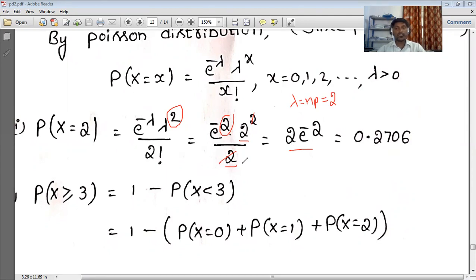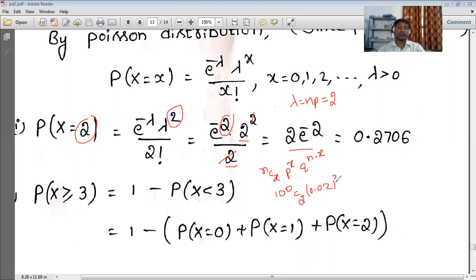The same you can apply with the binomial also. What is the formula for binomial? nCx p power x, q power n minus x. So this is the binomial distribution formula we are using. n we already know, it is 100. In place of x we have 2, so 100 C 2. And p is 0.02, which they gave already in this problem.